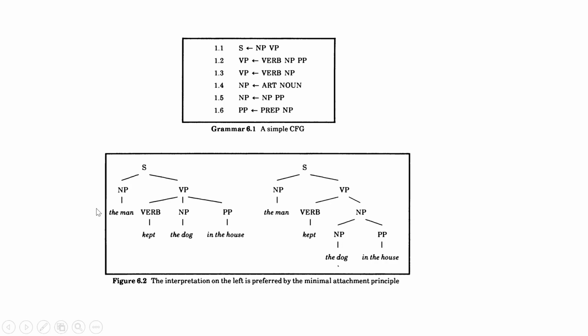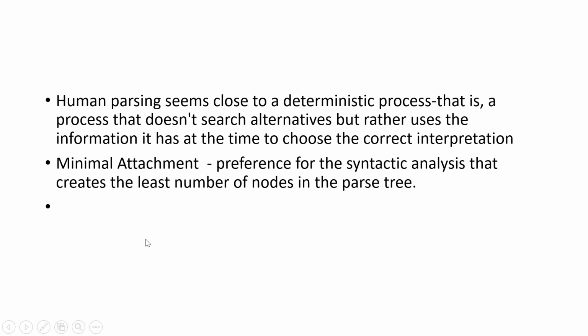And if you look at this tree, the number of non-terminals generated is 1, 2, 3, 4, 5, 6 in the first interpretation. The second one is 1, 2, 3, 4, 5, 6, 7. The number of nodes generated here is lesser. Okay, so this is the interpretation which is chosen by humans, and that principle is called the minimal attachment principle. So this is one heuristic which we can apply in order to disambiguate a particular parse.